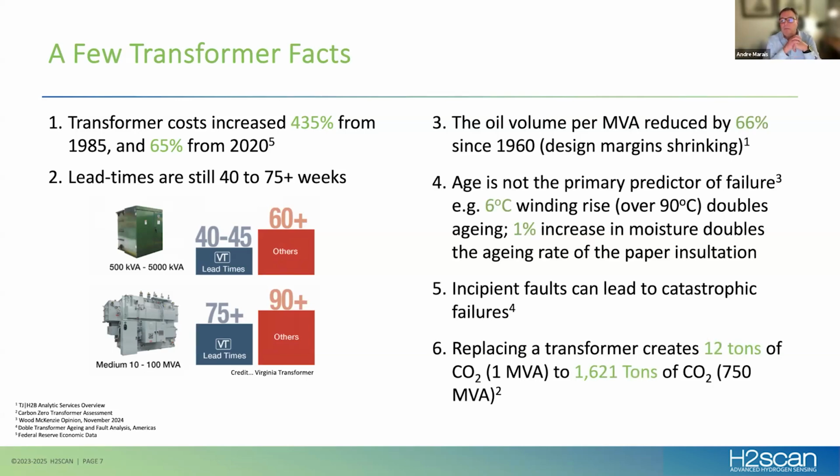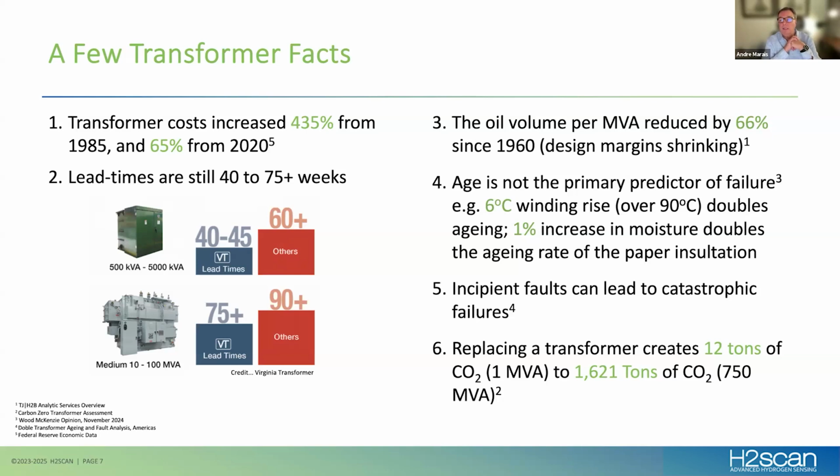The oil volume per MVA is reduced by 66% since 1960. It means the design margins are shrinking, and the transformers we buy today aren't quite as robust. They are compliant, but they aren't quite as robust as the transformers we used to buy of old. Many people consider replacing transformers based on the age of them, but age isn't the primary predictor of failure.